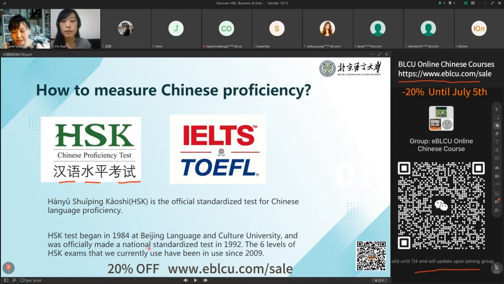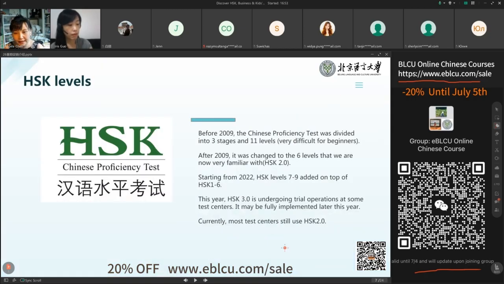Okay, so this HSK test actually starts from our university, Beijing Language and Culture University, in 1984, and was officially made a national standardized test in 1992. And right now, most of the test centers are taking HSK, 6 levels of HSK. That HSK exam we currently use has been used since 2009. So that's the basic information for HSK.